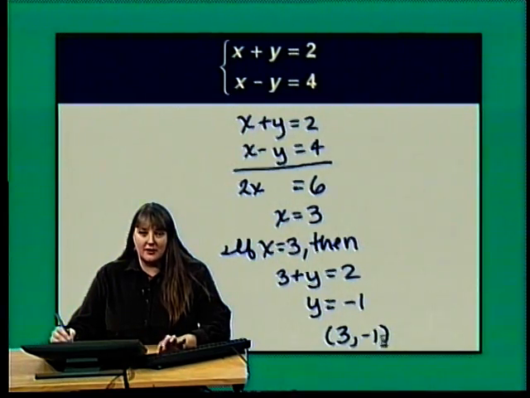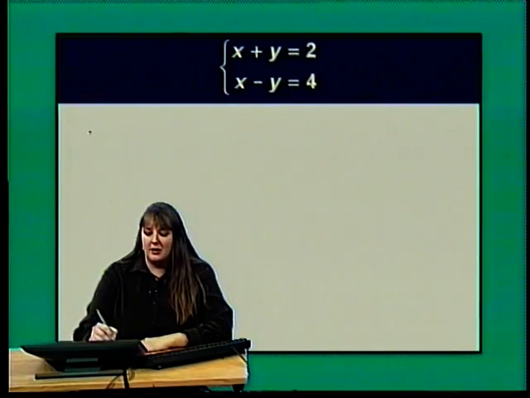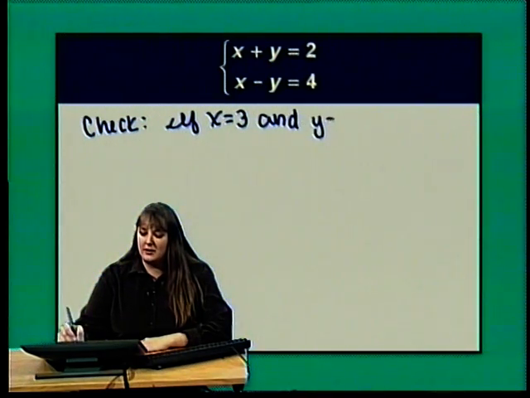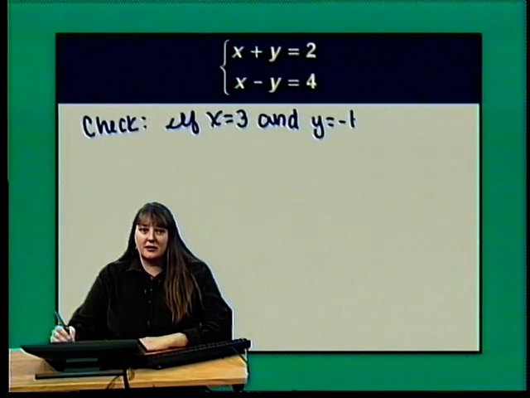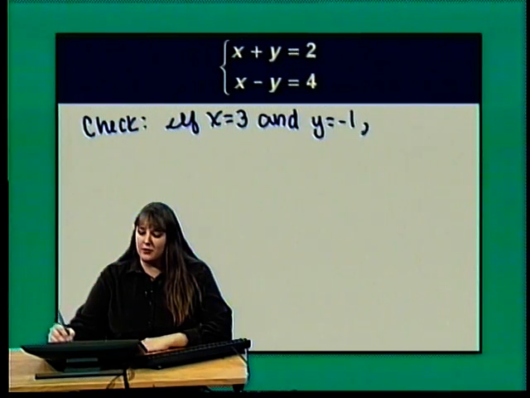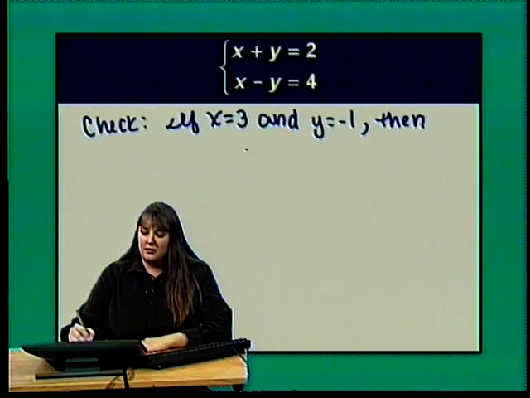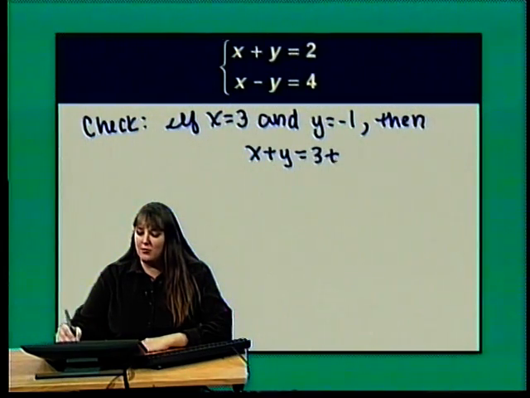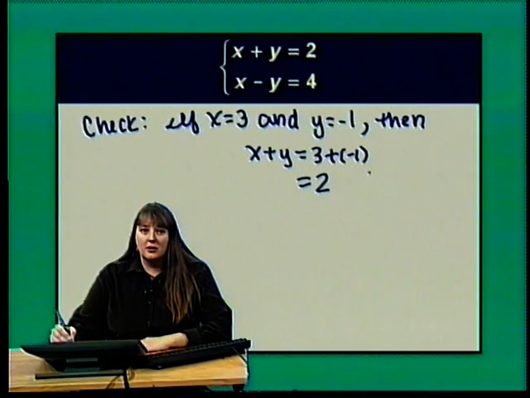I need to check this in both equations, though. So for my check, if x equals 3 and y equals negative 1, then looking at the left-hand side of my first equation, x plus y would be 3 plus negative 1, which is 2. Notice that's what I want. x plus y is supposed to be equal to 2, so this checks.